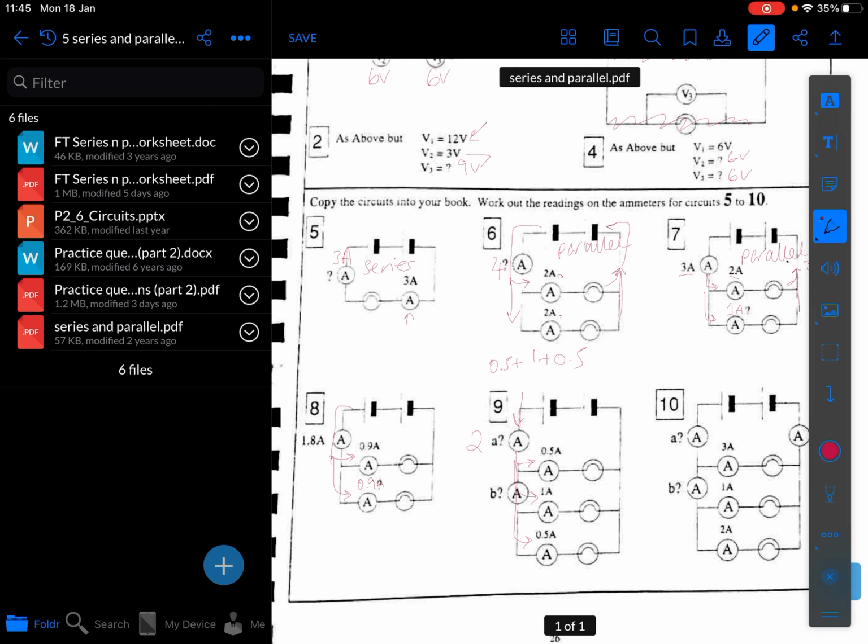Then let's look at B. At B, you started with 2, 0.5 of it has gone off up here. So what are you left behind to then split up? 1.5 amps.